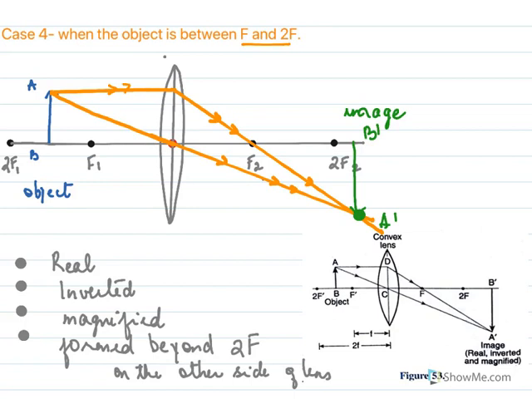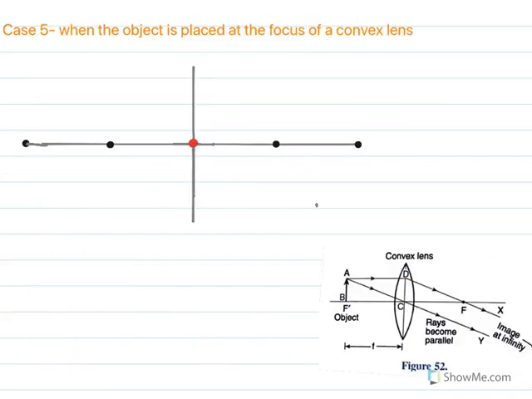So let's draw this again here. Here was the object, and from the object we had two rays coming, one parallel, it went through the focus, and the other one went through the optical center, and here is your image formed. Real, inverted, magnified beyond 2f. This was case 4. So you mark these points, then you draw your lens. Remember, the points should be equidistant.